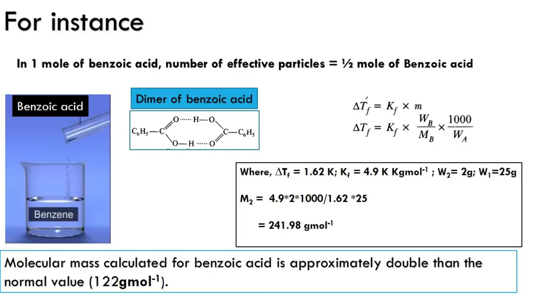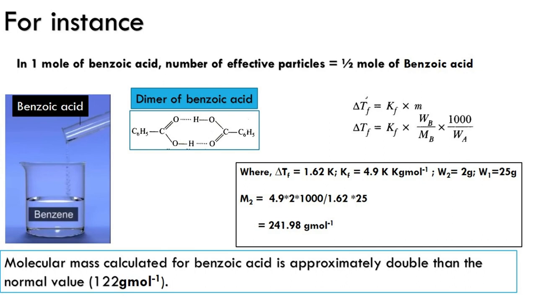For example, when benzoic acid is dissolved in benzene, benzoic acid dimerizes due to hydrogen bonding formation. Dimerization means two molecules joining together, and they will resemble a single molecule. Hence, because of dimerization, the number of particles will get reduced to half. Now look at the calculation given on the slide.